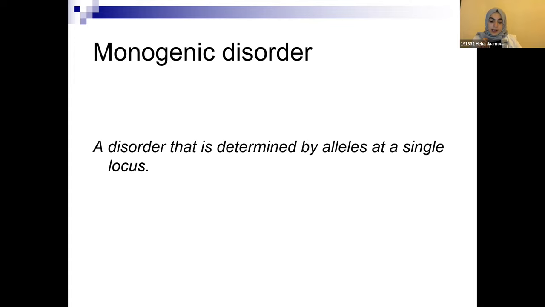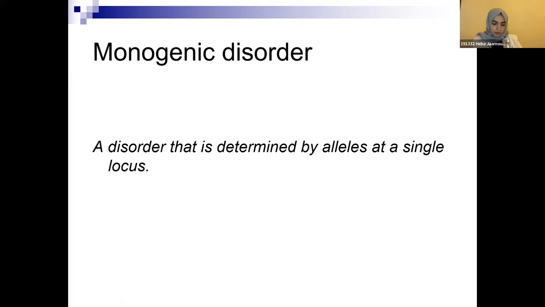Okay, no worries. An allele in simple words is basically a variant of DNA. It's a DNA strand in our case right now, or a variant of a gene. An allele just means a variant of something, in a single locus. Locus is a location. So a disorder that is determined by a variant of DNA or an allele in a single locus, in a single location. Remember, it's also monogenic, so one single gene.